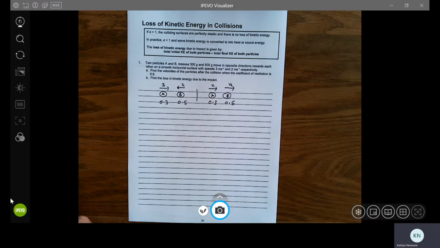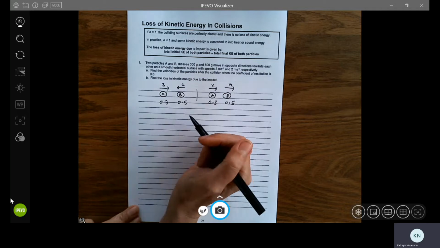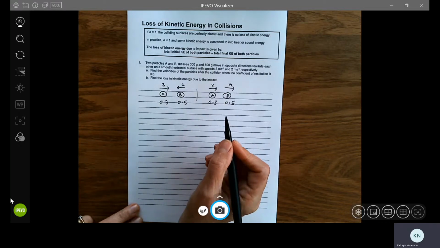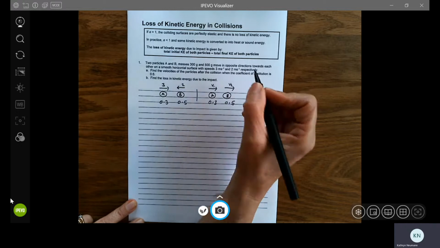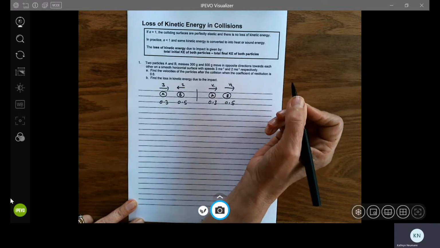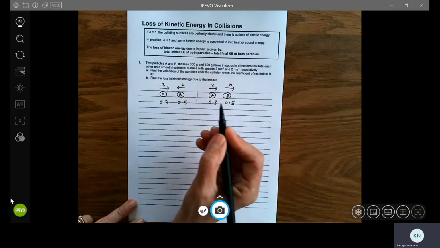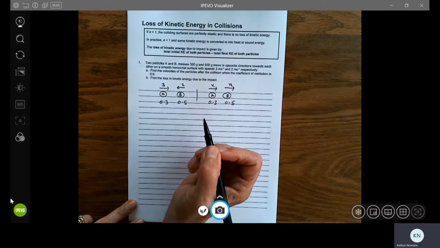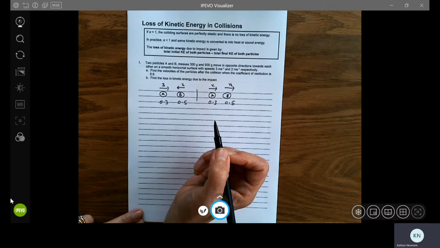Hello to the Reigate College Maths video on loss of kinetic energy in collisions. This is part of the further maths mechanics work. So as we've seen, E, our coefficient of restitution, is separation over approach, and what we're looking at is the amount of kinetic energy that's lost in a collision.